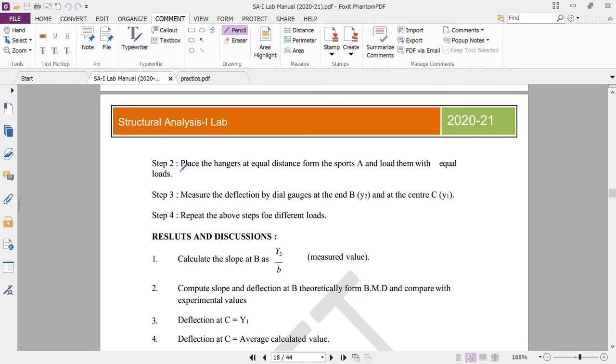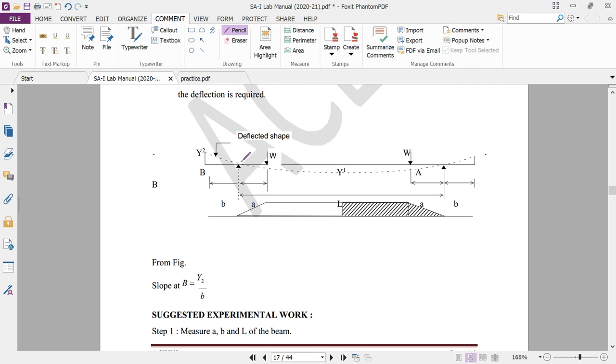Step number 2 is to place the hangers at equal distance from the support, from support A, and load them with equal loads. Why are we applying equal loads at equal distance? Because we are interested in calculating the deflection at the corners. In order to calculate the same deflection at both corners, we have to apply the concentrated load at equal distance and with equal magnitude.